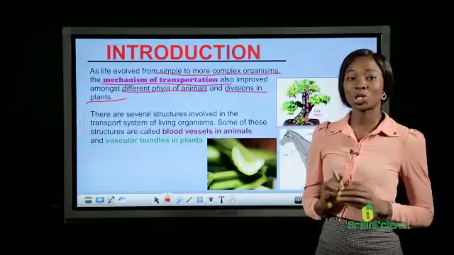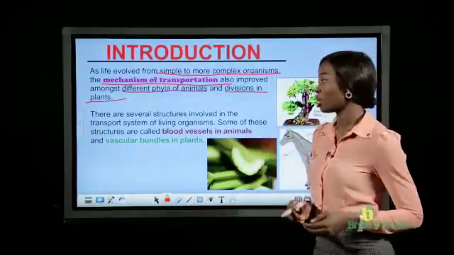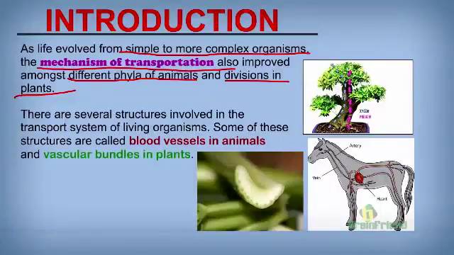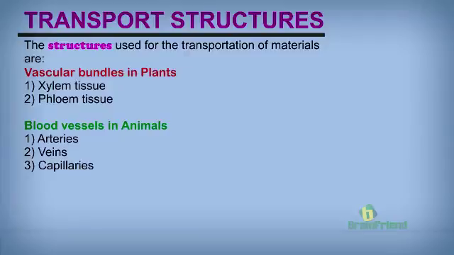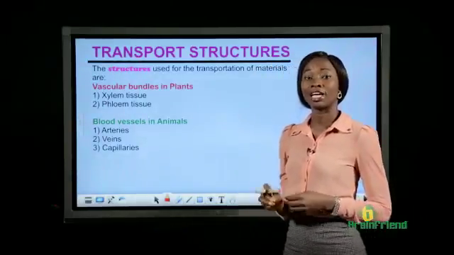There are also several structures that are involved in the transport systems of both plants and animals. These structures are called blood vessels in animals, as you can see, several blood vessels in animals, and vascular bundles in plants. If you look closely at this plant, you can see a diagram showing the direction of vascular bundles. At this point, we'll be looking at the different transport structures in the bodies of both plants and animals.